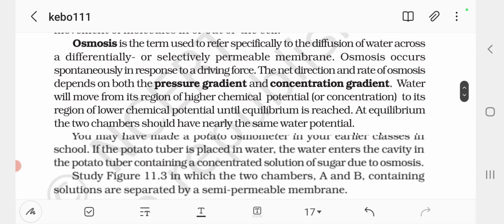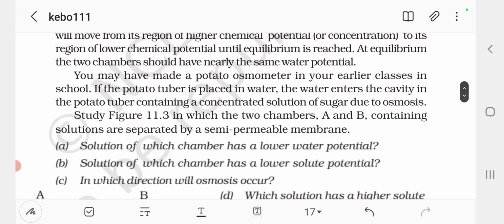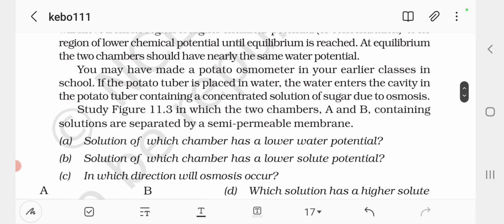Osmosis is the term used to refer specifically to the diffusion of water across a differentially or selectively permeable membrane. Osmosis occurs spontaneously in response to a driving force. The net direction and the rate of osmosis depend on both the pressure gradient and the concentration gradient. Water will move from its region of higher chemical potential to its region of lower chemical potential until equilibrium is reached. At equilibrium, the two chambers should have nearly the same water potential.